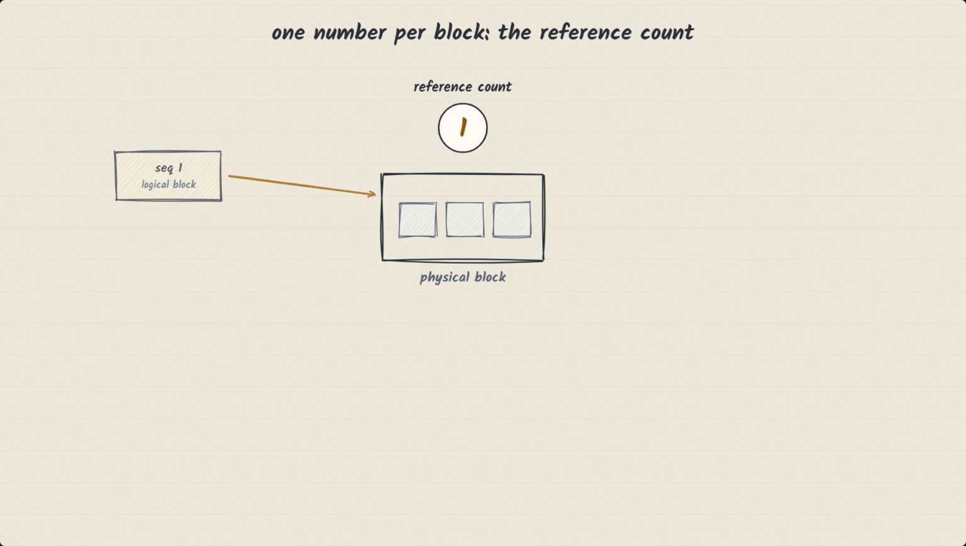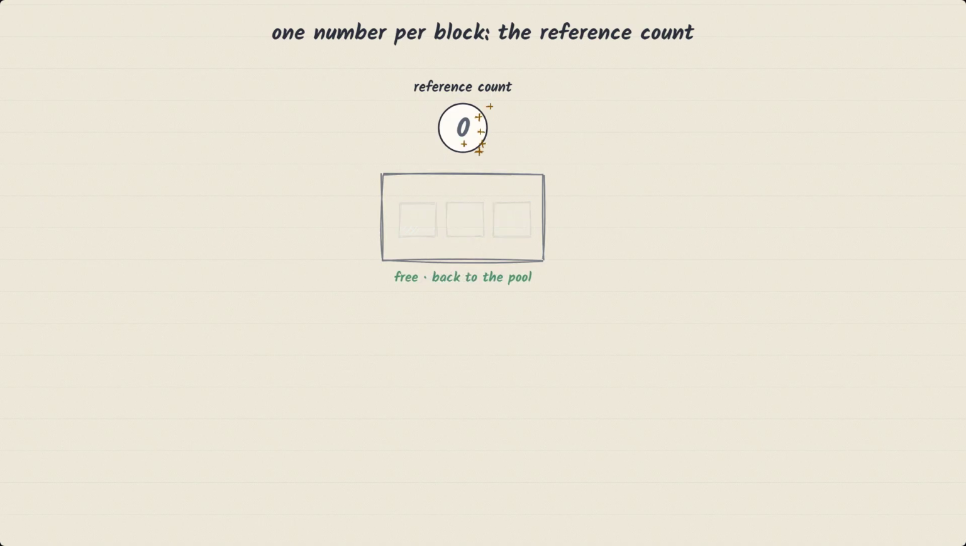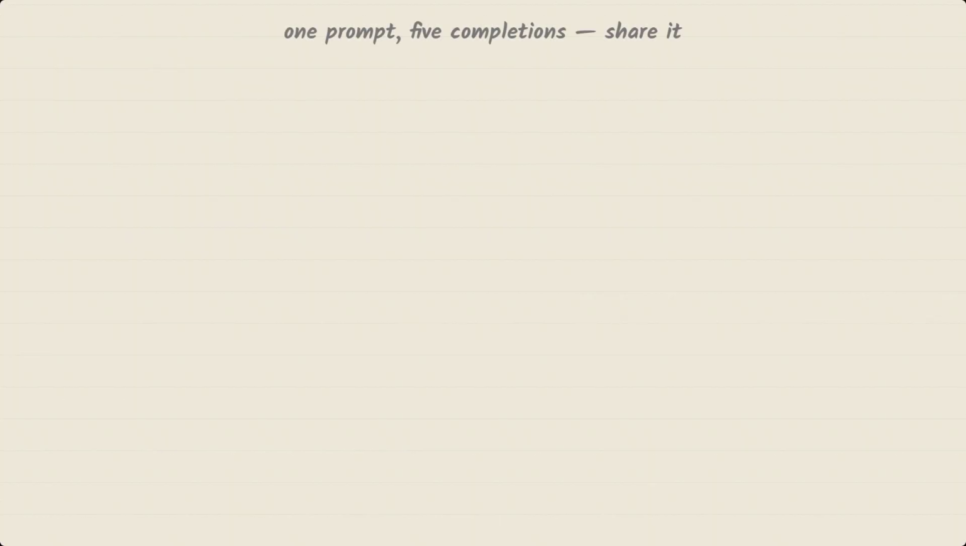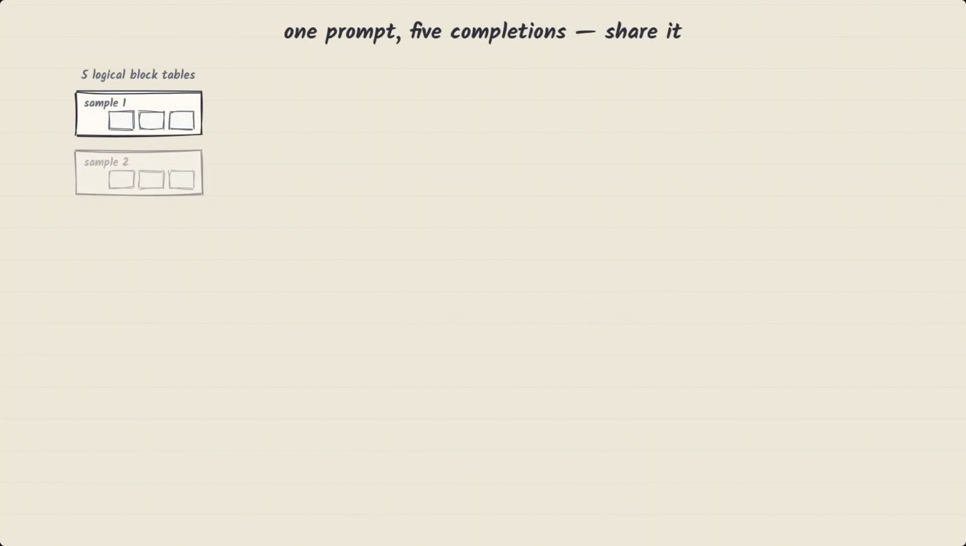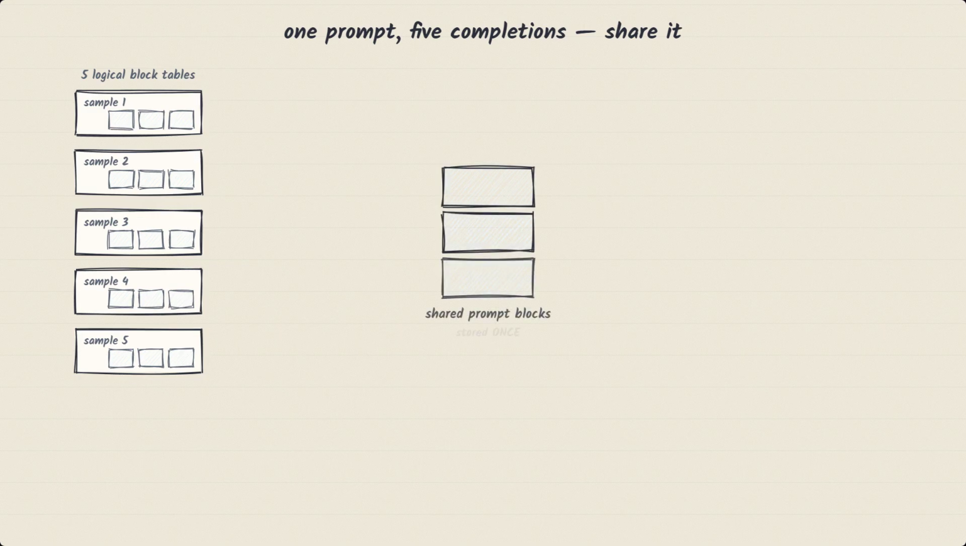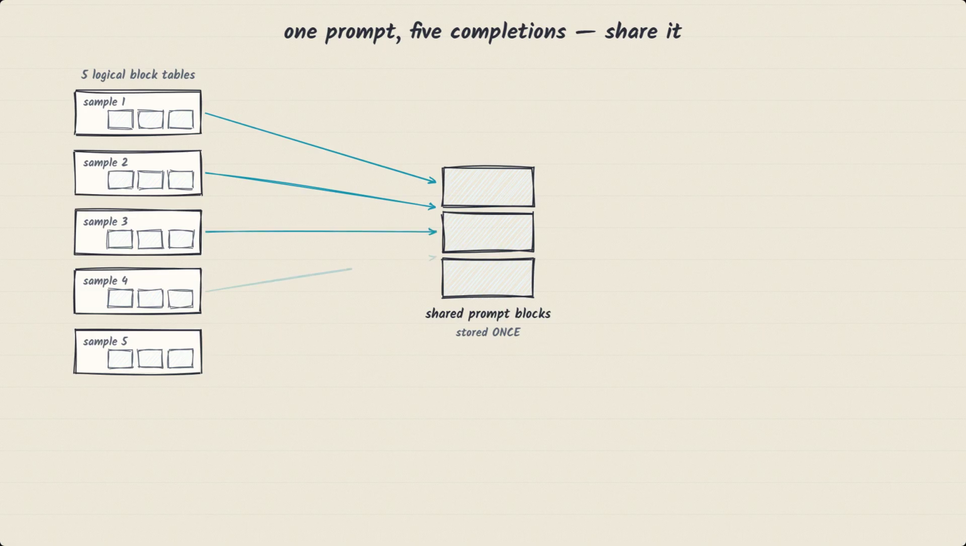It's exactly how shared memory and garbage collection work in an operating system, and it's the bookkeeping that makes safe sharing between sequences possible at all. Start with parallel sampling. Ask a coding assistant for 5 completions of one prompt. All 5 share the identical prompt, so why store its KV cache 5 times? In vLLM, all 5 sequences' logical prompt blocks map to the very same physical blocks. Those blocks' reference count is 5.